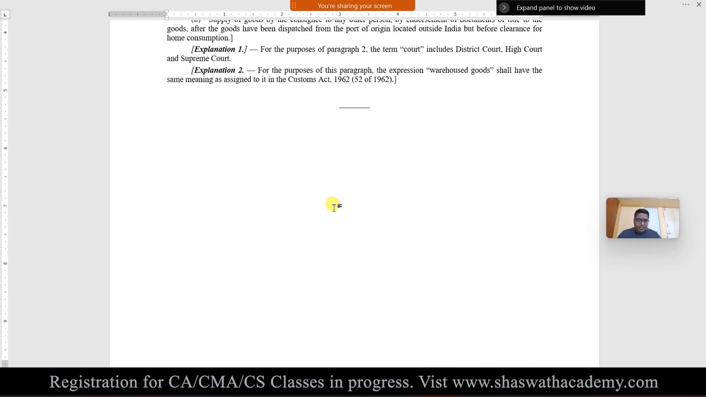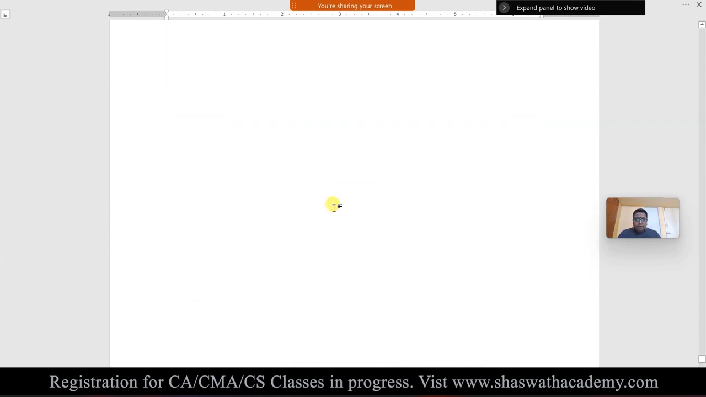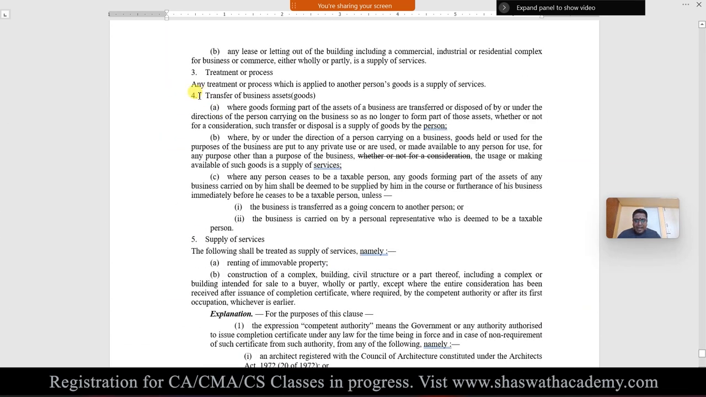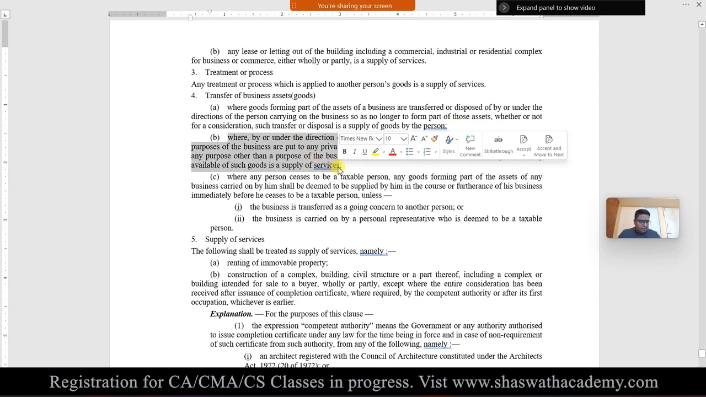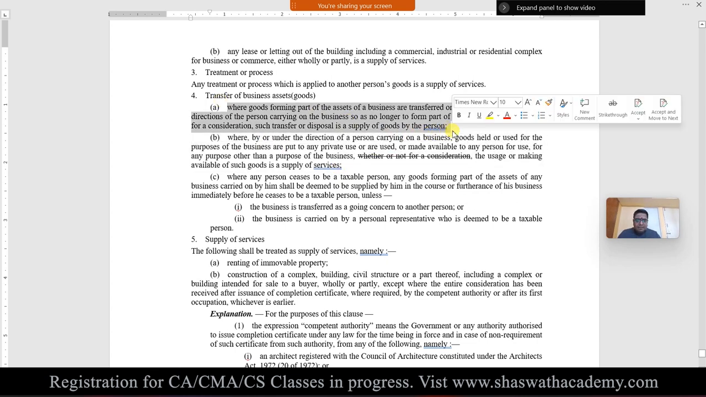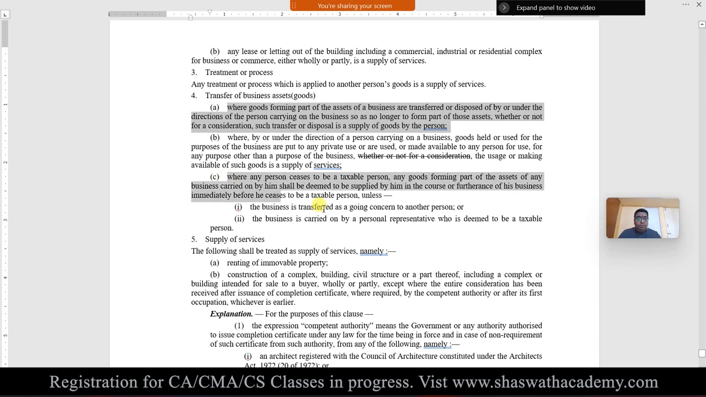Look at the CGST Act. I'm going to Schedule 2. In that, look at para number A. And para number B. Para B is with respect to service, so I am ignoring clause B. Para A and para C are very important. That's why I said clause C is coming into the picture here.